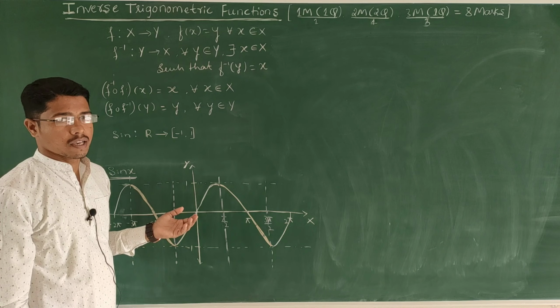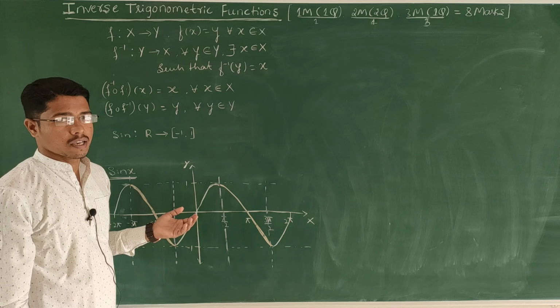Okay, so these are the restricted domains of the sine function. This is minus pi by 2 to pi by 2, then minus 3 pi by 2 to minus pi by 2, then pi by 2 to 3 pi by 2, and so on. We can define many more. So in these regions only it will become invertible.